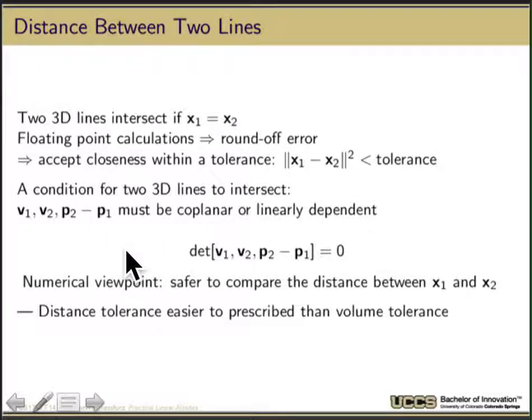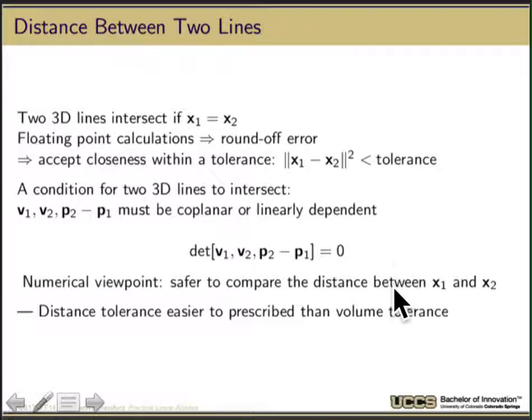So a condition for two lines to intersect is that v1 and v2 and p2 minus p1 must all be coplanar or linearly dependent, which means that I can also look at the determinant of v1, v2, and p2 minus p1 equals 0. And that's another way I could look at this. Numerically, it's actually safer to compute the distance between x1 and x2 than to try and decide if the determinant is actually equal to 0.